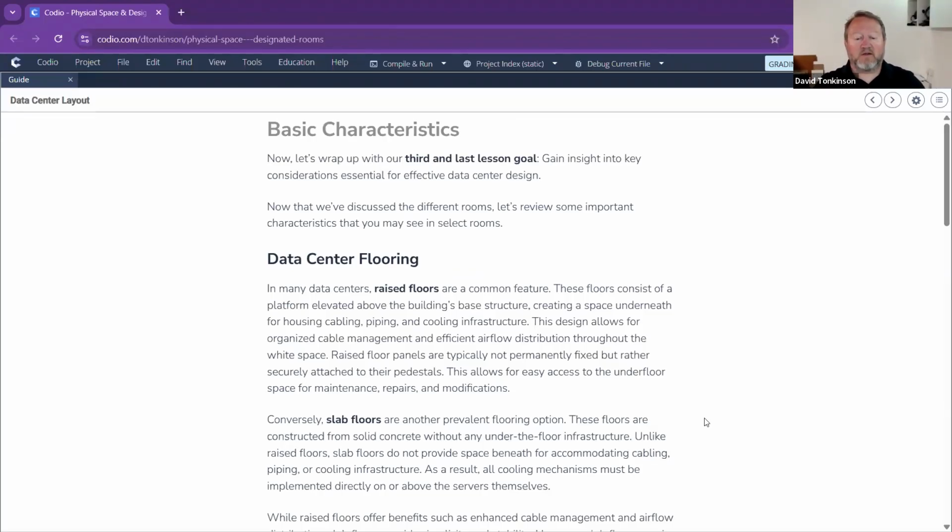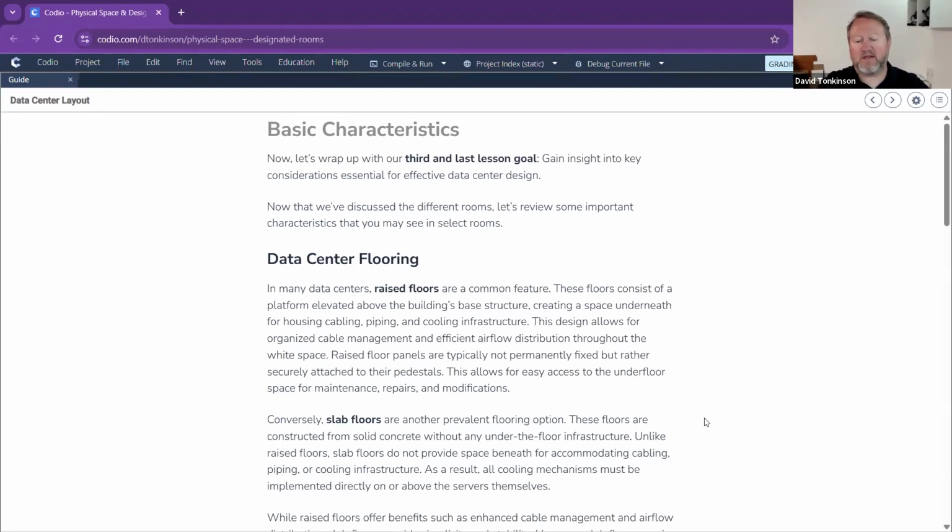So, basic characteristics. Okay, let's wrap up with the third lesson goal, which is a key into the considerations and insights of what we need for a data center. Data center flooring is normally raised by roughly 50 centimeters. It's sort of a crawl space. You're not supposed to go crawling through it, but yes, you can crawl through it if you need to pass cables through.